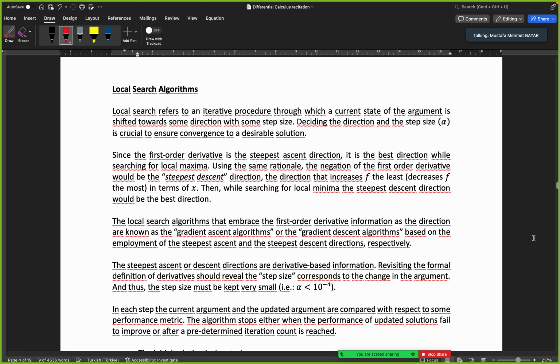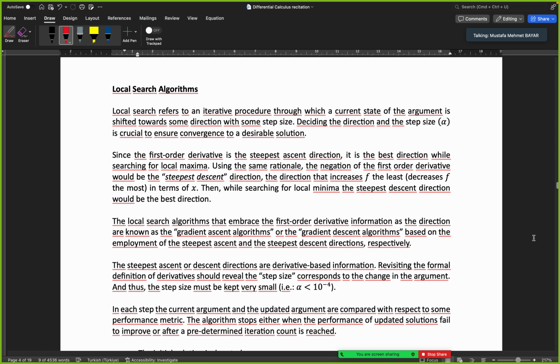And from that random solution, you try to find a direction which will get you better solutions. And through that direction, you move just one step and repeat the process. Decide the direction, move one step. Hopefully, at some point, you will get a really good solution. This is the rationale behind the local search algorithms.